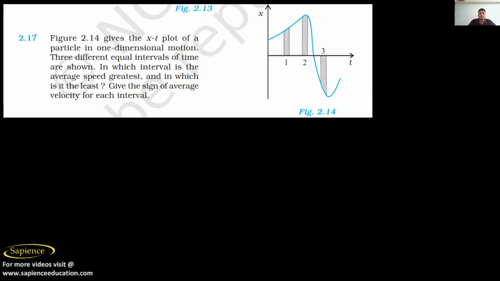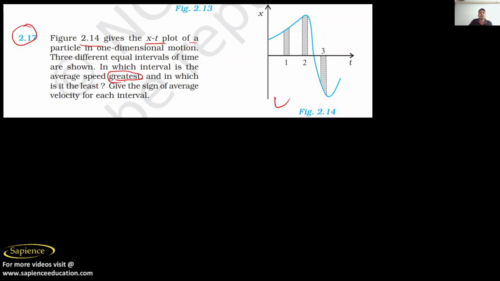So today I am here to solve question number 2.17 of NCERT. Now in this they are asking, in figure 2.14, that is this figure we are talking about, this figure gives the x-t plot of a particle in one dimension motion. Three different equal intervals of time are shown, in which interval is the average speed greatest.